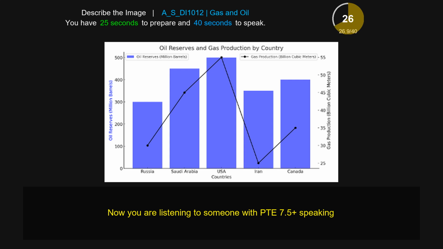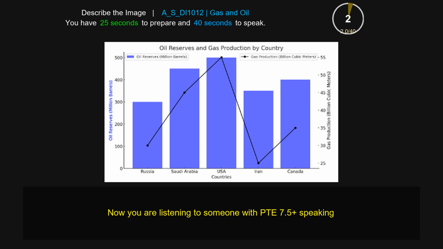The highest is USA, where the oil reserves value is 500. In second position are Saudi Arabia and Canada, at 400. The lowest are Russia and Iran, at 300. Most demanding is USA.